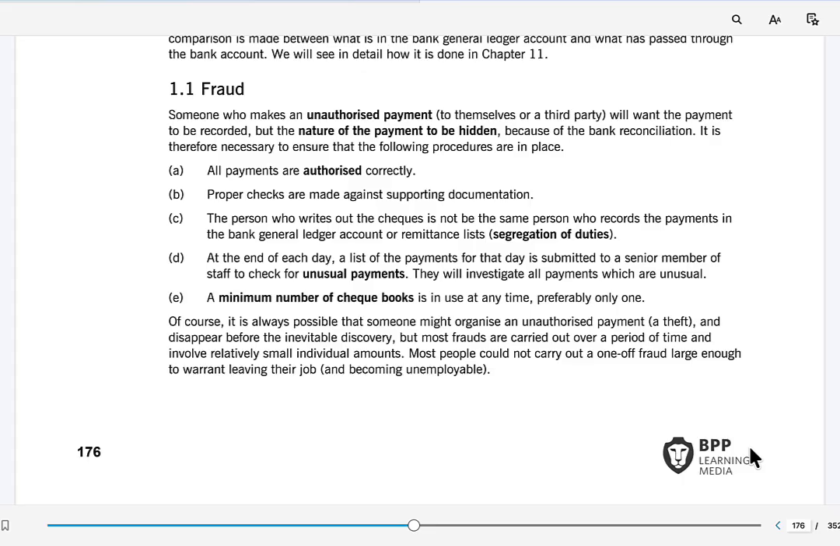What fraud means in accounting? Fraud means a dishonest action. It is when someone intentionally tries to take money or assets that do not belong to them. So fraud is not a normal mistake. Fraud is done on purpose.